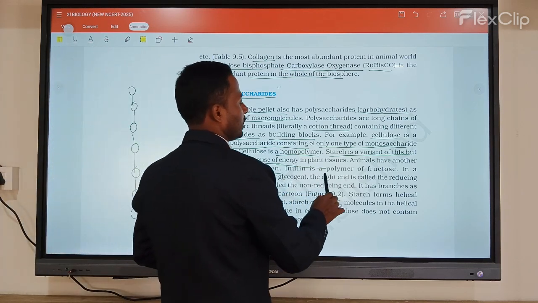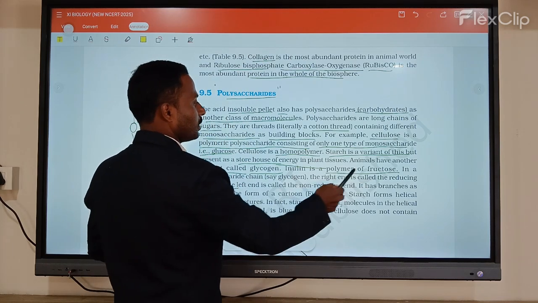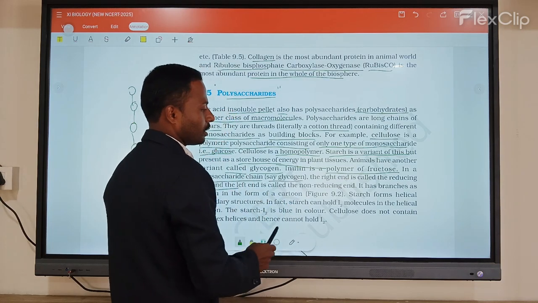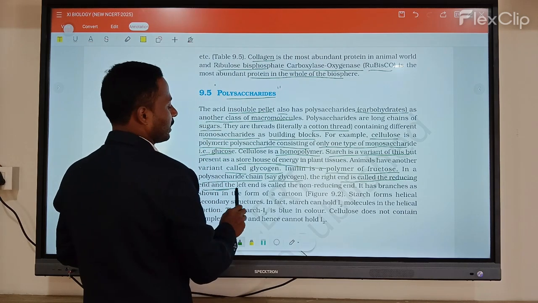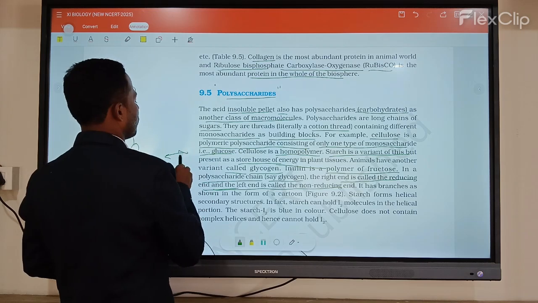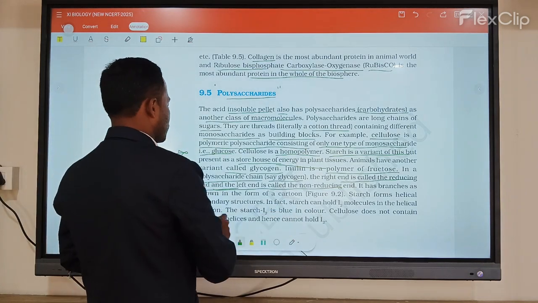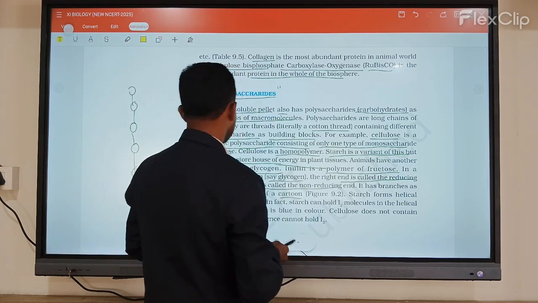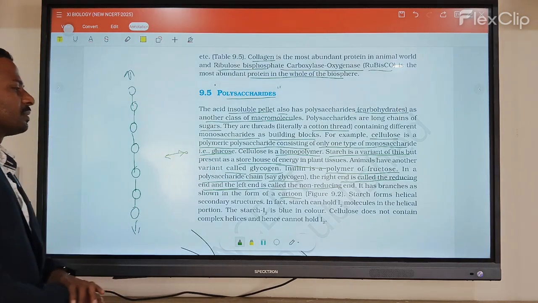Next, inulin is a homopolymer of fructose. In a polysaccharide chain, like glycogen, the right end is called the reducing end and the left end is called the non-reducing end. So one end is non-reducing and one end is reducing. There are also branches, like in cotton threads.